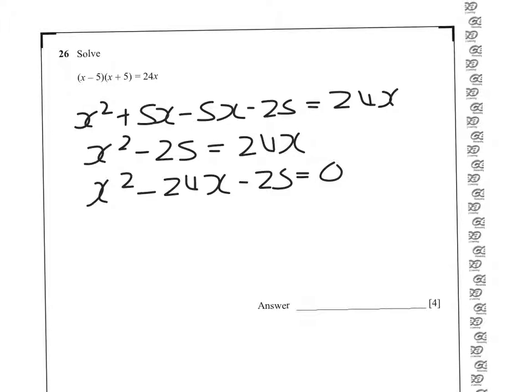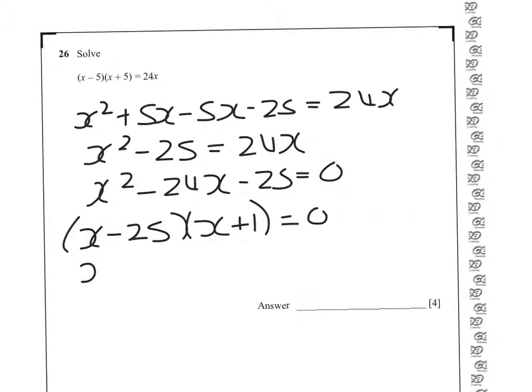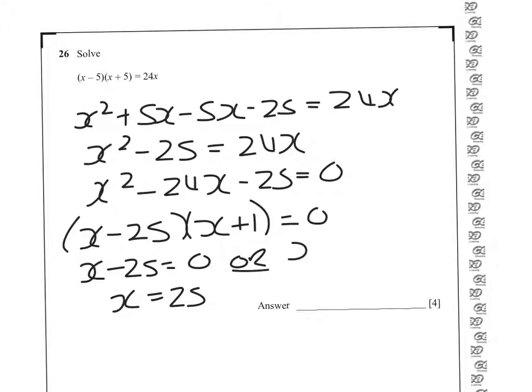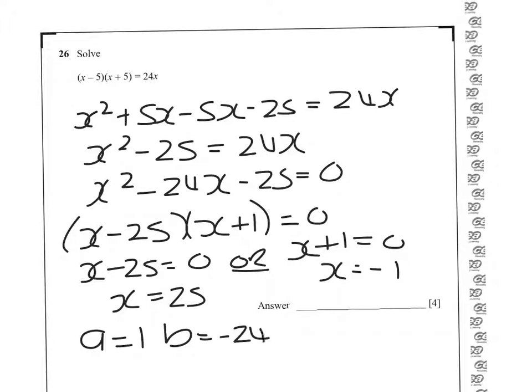This can be solved by factorising. Two numbers that multiply to give minus 25 but add to give minus 24 are minus 25 and 1. So x minus 25 equals 0, which tells us that x is 25. Or x plus 1 equals 0, which tells us x is minus 1. Alternatively, you can use the quadratic formula with a equal to 1, b equal to minus 24, and c equal to minus 25. That's in the formula sheet, and it should give you the same answer.